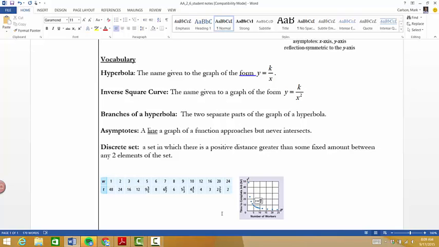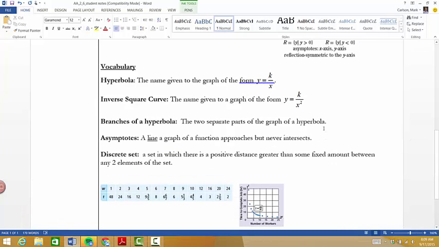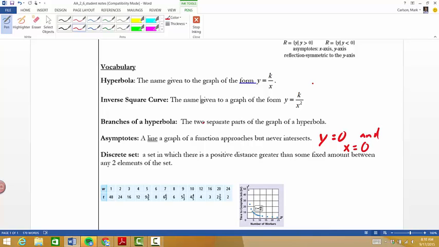The asymptotes, really important term for you to understand. When I talk about an asymptote, I'm talking about a line. So an asymptote refers to a line that a curve will approach, but it will never touch it. So if I'm thinking about the graphs that we just looked at, the x and y axis, in other words, y equals 0 and x equals 0, would be asymptotes for both of those curves, both the inverse square curve and the hyperbola.